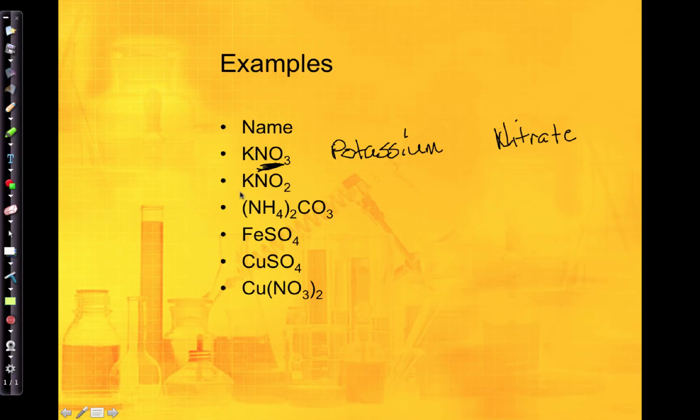All right, so now let's look at this one. Again, I've got a metal, I've got a polyatomic, I know it's ionic. So K is potassium. Don't change the name of this. It's not a metal that has more than 1 charge, so I don't worry about the number. And then the rest of it is NO2. So if I look it up, or once you know it, you'll know that that is nitrite. And do not change the ending. All right, the next one.